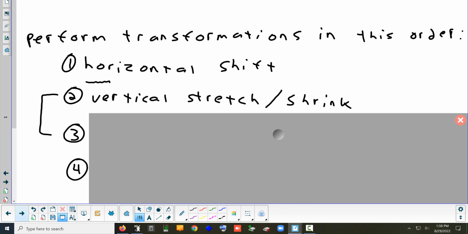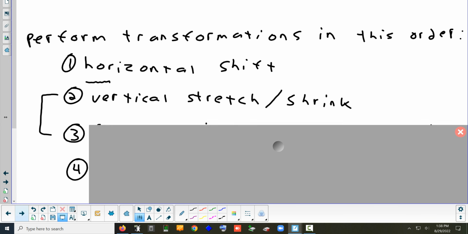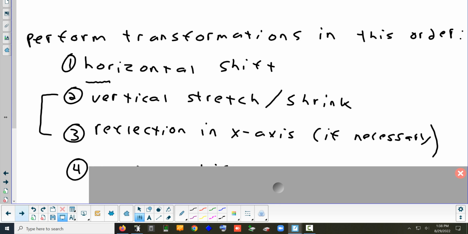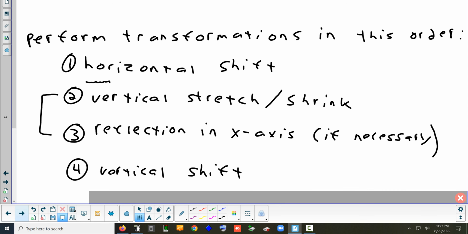So horizontal shift first. Then we deal with vertical stretching or compressing, stretch or shrink. If there was a negative in front of the stretch, then we would have a reflection. We could deal with that. And the last thing we always deal with is the vertical shift. So that's the order we want to follow: horizontal shift, vertical stretching, reflections if we have them. We don't always have them. All of these are optional, depending on what we have in the problem. And lastly, a vertical shift.